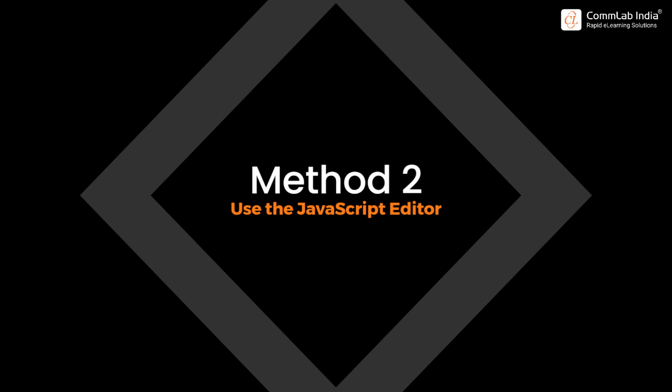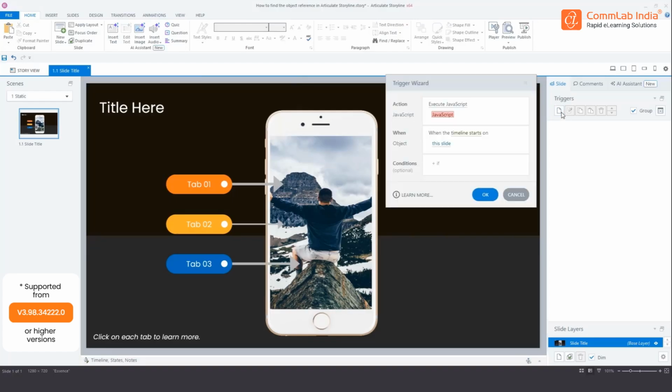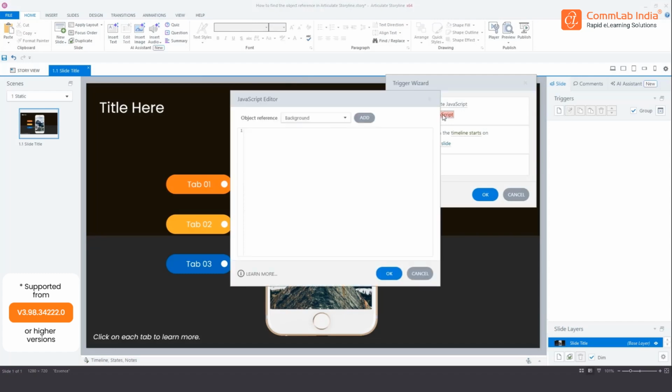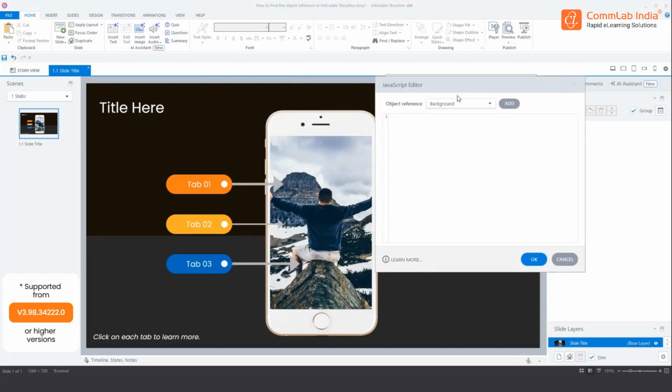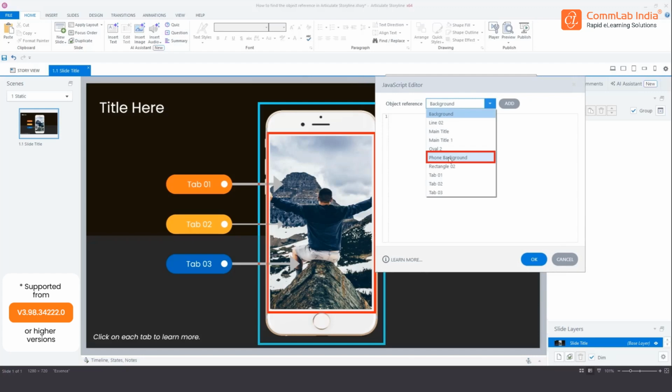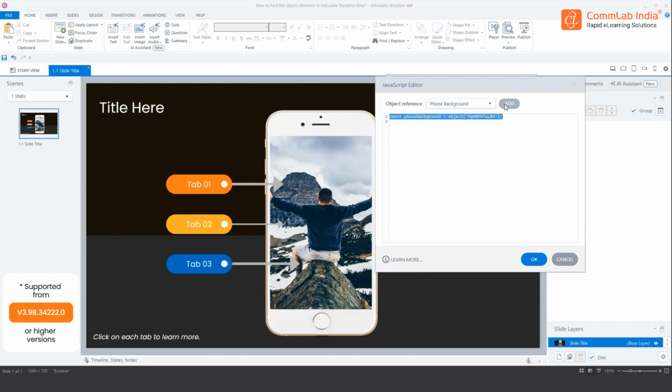The second method is to use the JavaScript editor. Open the JavaScript editor and then click the Object Reference dropdown. Select the object you want to control and click Add. By doing this, the reference ID will be added to your JavaScript editor.